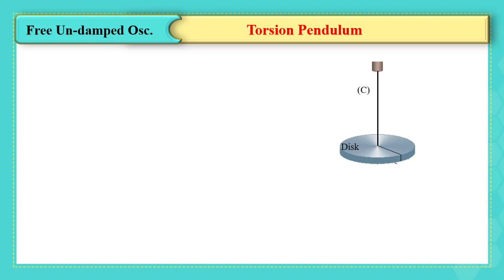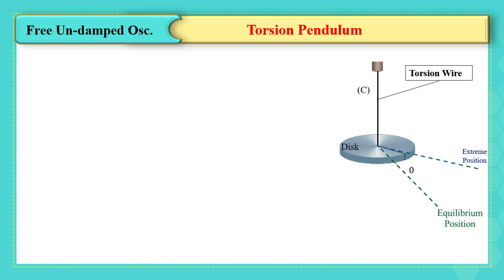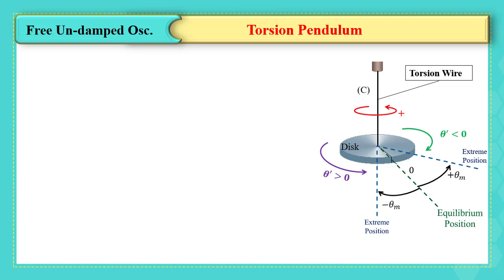If the torsion wire is twisted by an angle theta, the pendulum starts to oscillate between two extremum positions. The positive sense of rotation is taken clockwise. In this case, when the disk rotates in the positive direction, then its angular velocity is positive, while if it rotates in the negative direction, then its angular velocity will be negative. The equilibrium position is characterized by a zero angular abscissa, which is theta equals 0.